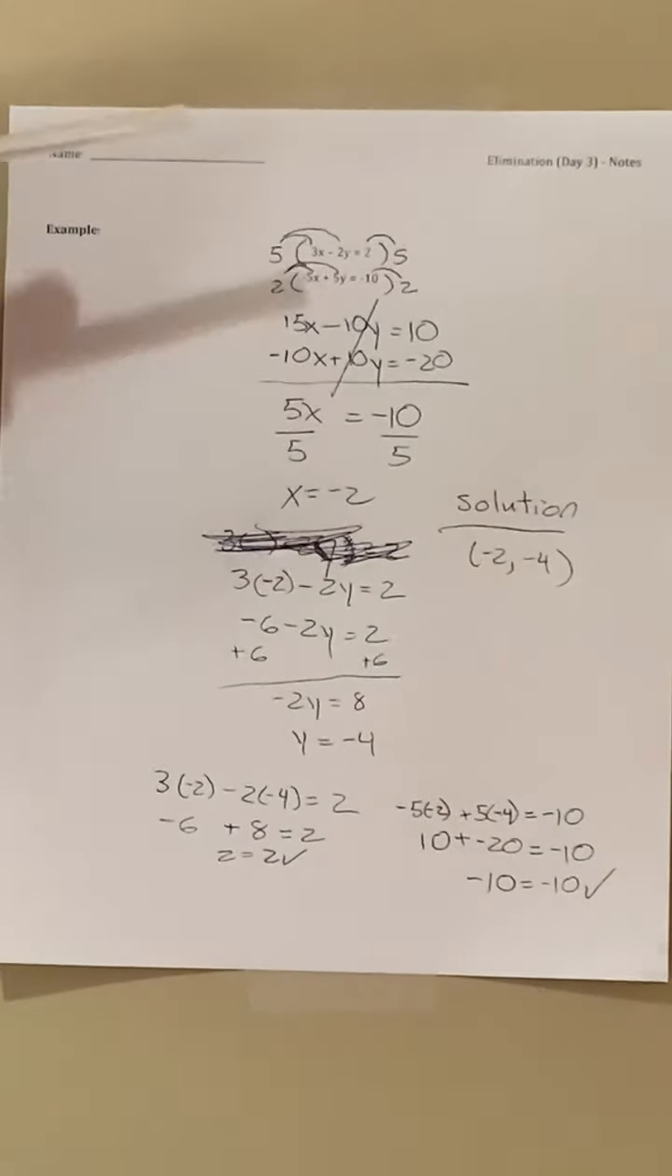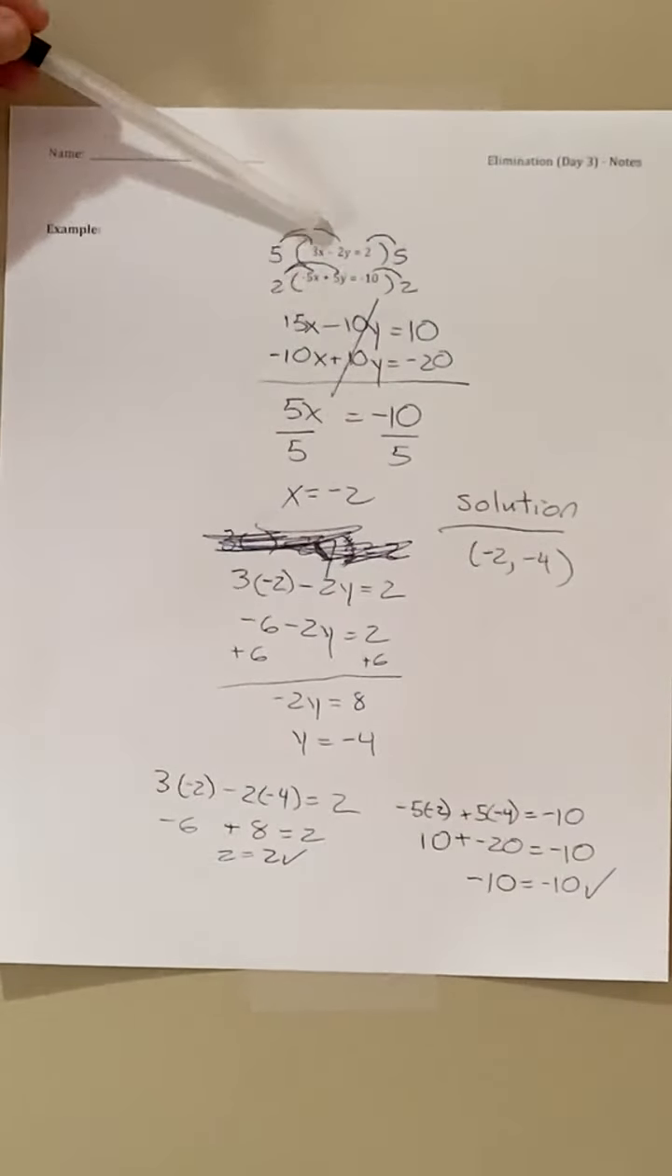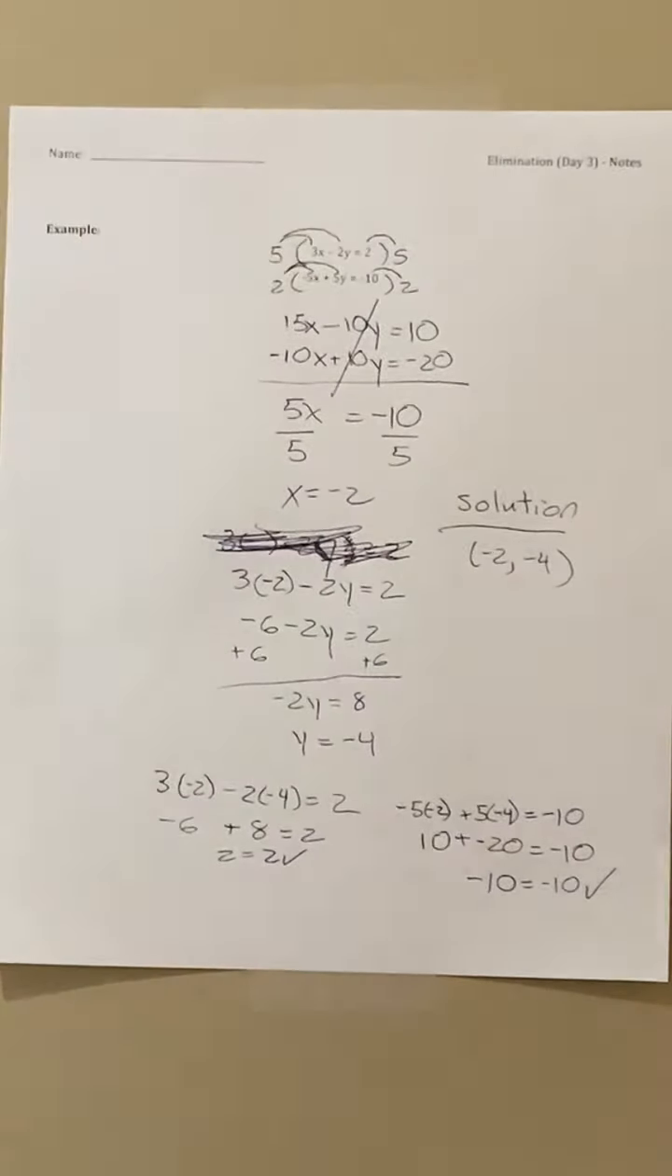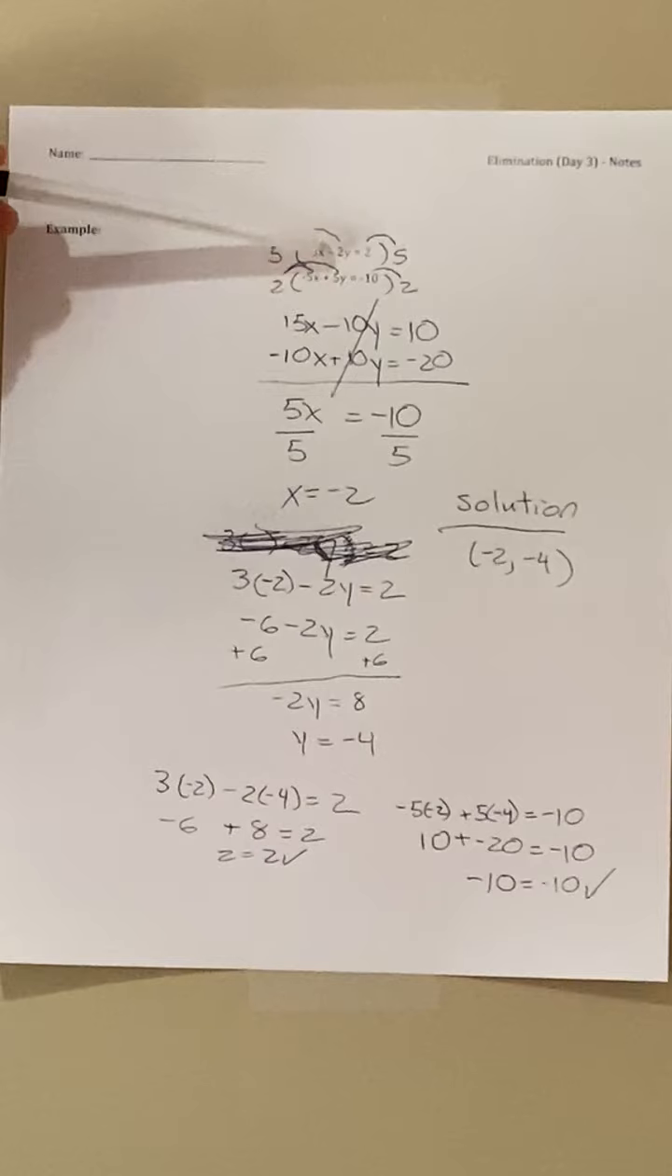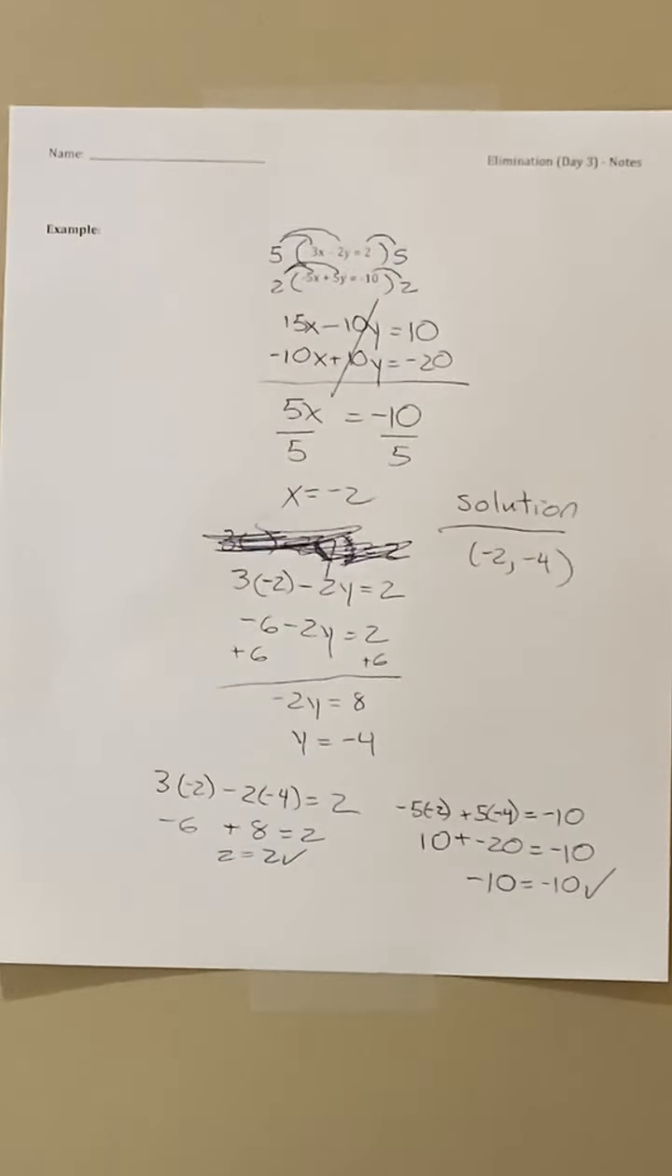So just remember, we're always going to be eliminating one of the two variables, and to do that, we'll have to multiply both equations. If your signs are already different on that variable, you can multiply both by a positive number. If you have the same signs on that variable you're trying to eliminate, then you'll have to multiply one of the equations by a positive and one of them by a negative.